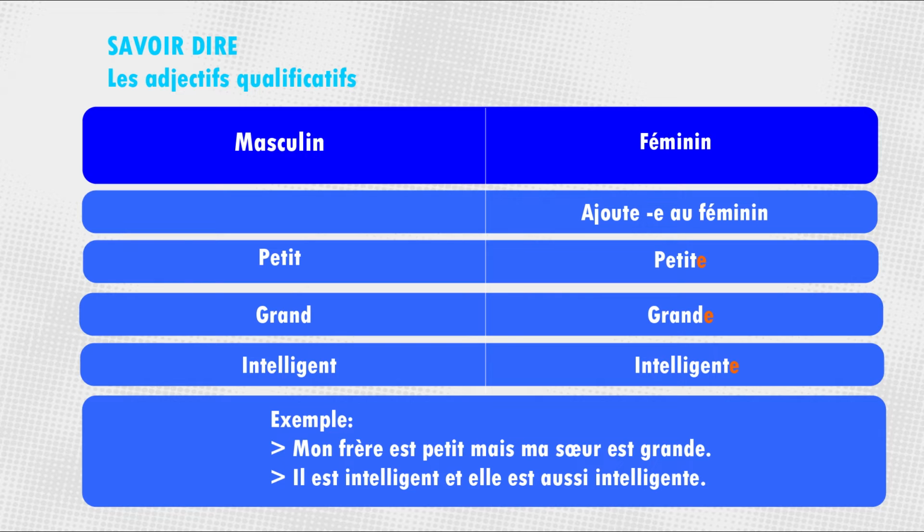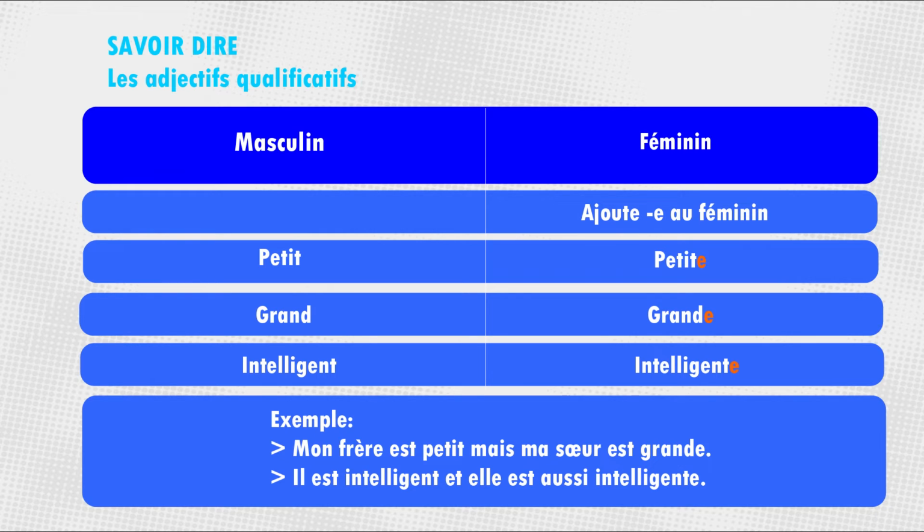Now I'm going to read the example sentences. Mon frère est petit, mais ma sœur est grande. Mais here means but. Il est intelligent et elle est aussi intelligente. It means he is intelligent and she is also intelligent. Et here means and, and aussi here means also. So, my brother is small but my sister is big. He is intelligent and she is also intelligent.